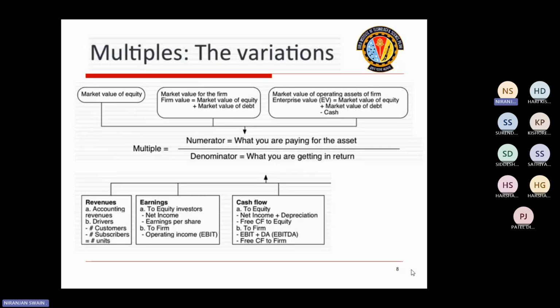Therefore, your entire numerator depends on the market value of equity, the market value of the firm, the market value of special operating assets, so many things. And the denominator is the fundamental revenue, earnings, and cash flow. The numerator is how the market is responding, and the denominator is the company fundamentals.